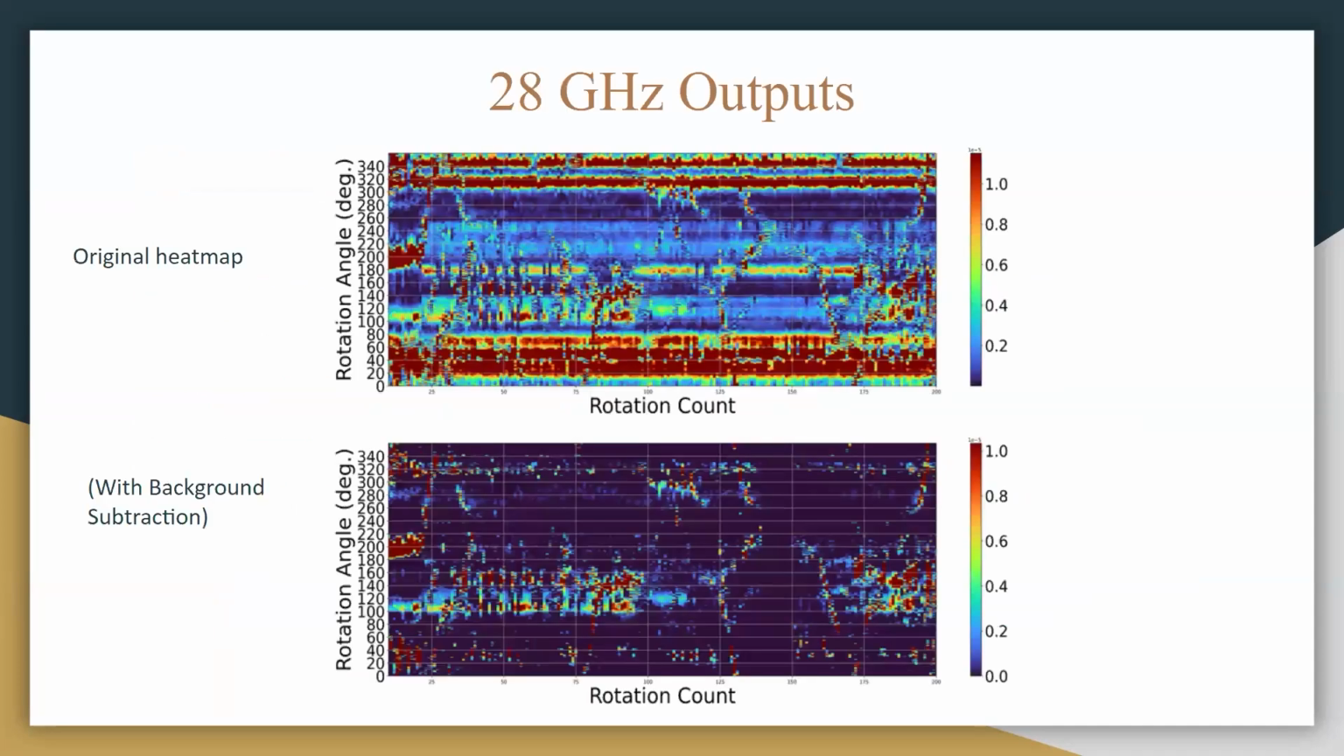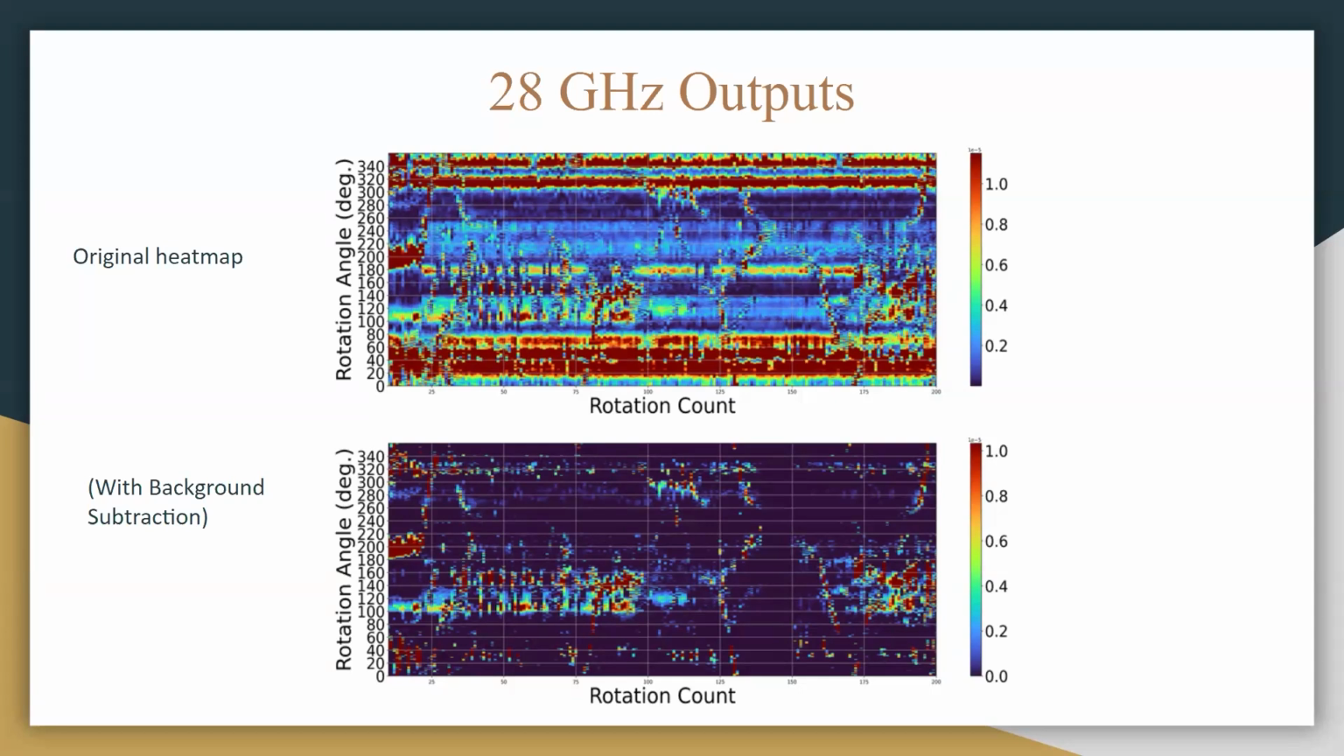And this is an example of one of the outputs. This is a heat map. Heat maps were featured in one of the other presentations previously. What this is measuring is the power return from different surfaces in the room. So if you imagine the receiver is spinning in a circle, reflecting its signal off of different surfaces, the surfaces that reflect more power show up as more intense. Those are the red areas.